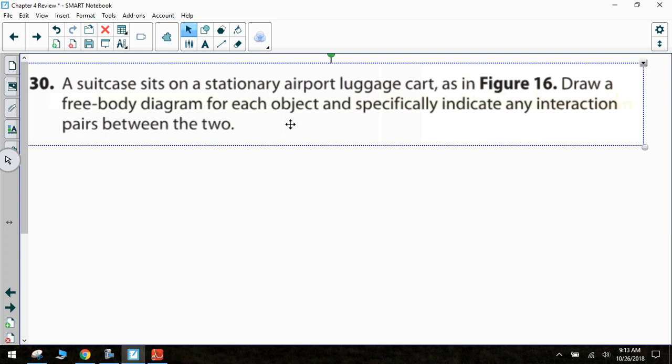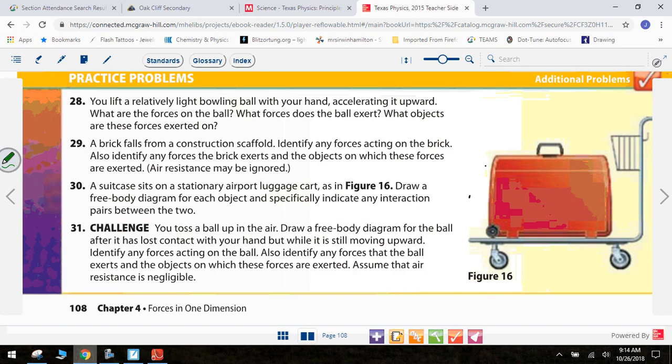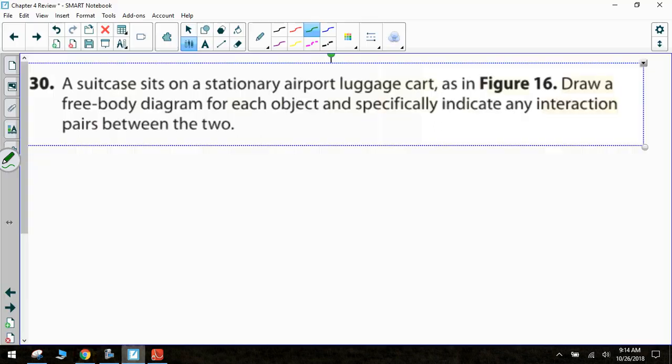Suitcase sits on a stationary airport luggage cart, like in figure 16. Draw a free body diagram for each object and specifically indicate any interaction pairs between the two. So, if I come back over here, you see that we have a suitcase and we have a luggage cart. So, this suitcase, what's it touching? The cart, right? Is it touching anything else? No. Okay. So, when I do my free body diagram, this is the case.